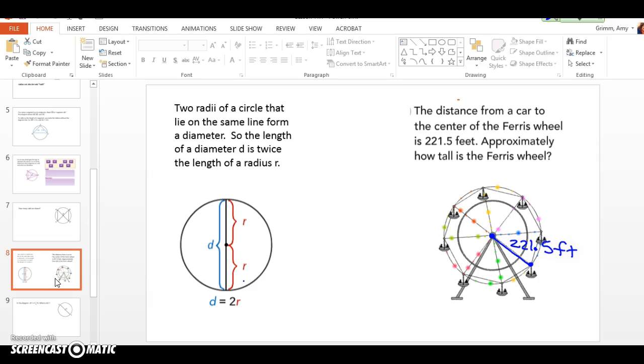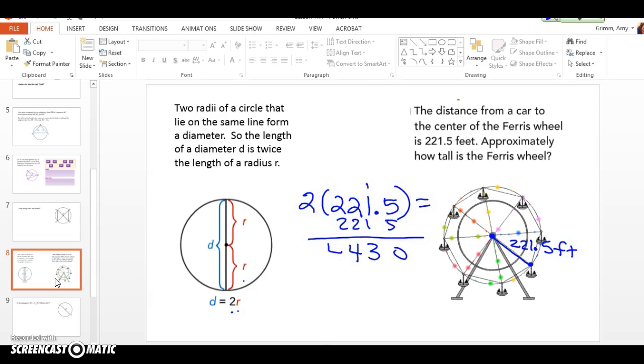How are we going to figure out how tall the Ferris wheel is? Sam? Very good. Times 2, because that's our formula right here. All we have to do is multiply it by 2. So 2 times 221.5. So what is that going to be? 443 feet would be how tall it is.